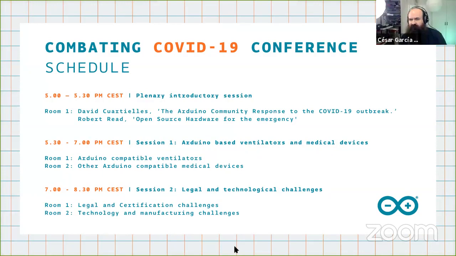Just to clarify, we are right now in room number one. So if you're staying here for the Arduino compatible ventilators, you are in the right room. We're going to start talking about ventilators. I'm Cesar, helping David to co-host this next session. I'm reading through some of the people that have submitted entries, and I'm going to check with you all so you can introduce and present your project in the next block.